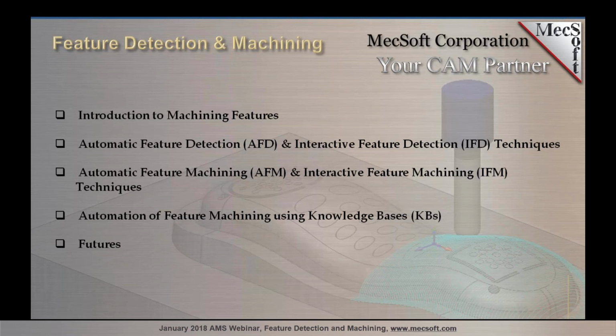The acronym for this is AFD. We'll also talk about interactive feature detection, where you can interactively identify and detect features from a model. We will then talk about automatic feature machining, which we call AFM, and also interactive feature machining, that would be IFM. We'll be talking about both these techniques. We're also going to be talking about how we can automate feature machining using knowledge bases and the features.